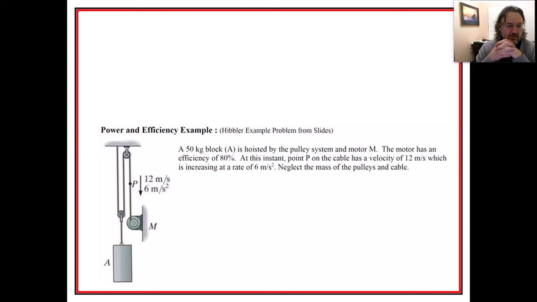We have a 50 kilogram block A hoisted by a pulley system and the motor. The motor has an efficiency of 80%. At this instant, point P, right there, has a velocity of 12 meters per second, which is increasing at a rate of 6 meters per second squared. Okay, so it's accelerating. Neglect the mass of the pulleys and cable. It doesn't ask a question, so I'll say: find the power supplied to the motor at this instance.